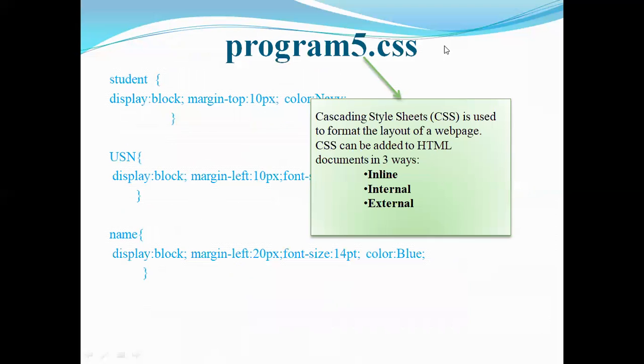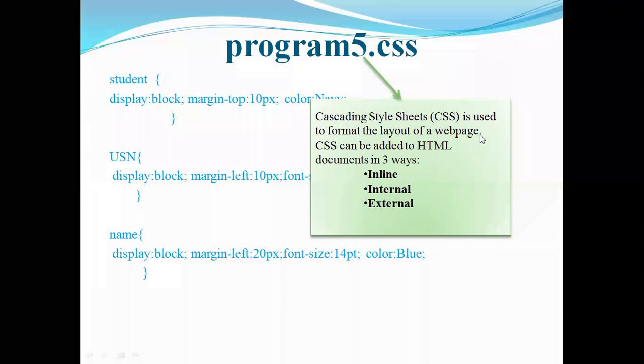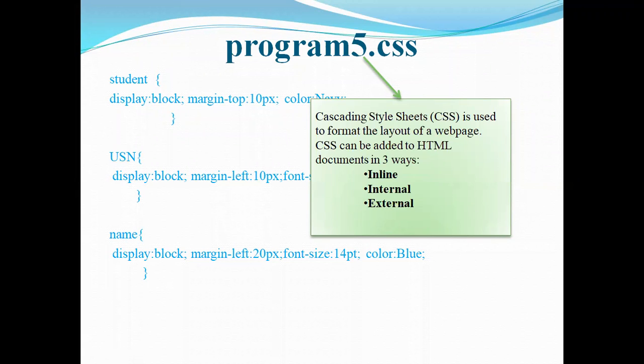Now let's move on to the cascading style sheet. Next, continue with the cascading style sheet files. As I said earlier, in the declaration itself it is specified that xml-stylesheet type is equal to text/css, followed by href is equal to program5.css. If the cascading style sheet files are used separately or externally, the file name should end with the .css extension. Here we are using a separate file.